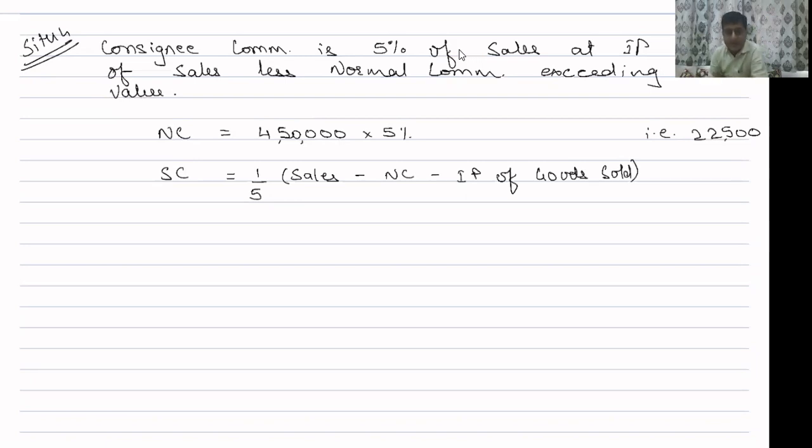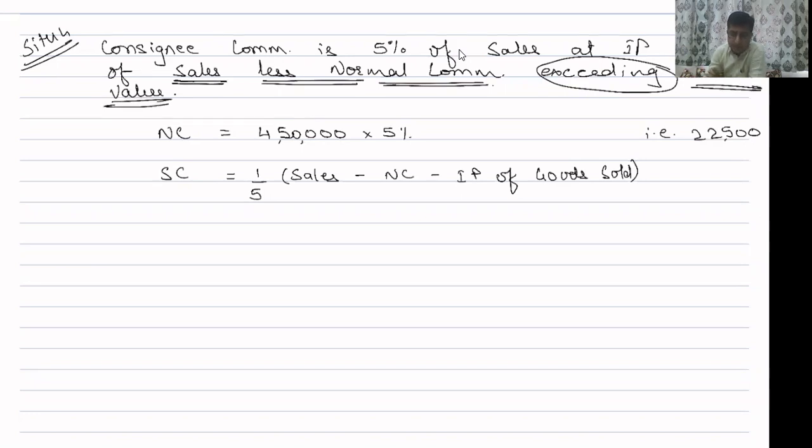Did you people understand what I did? What is the statement? Sales less normal commission exceeding, that is in excess of, invoice value. So I did sales less normal commission and subtracted therefrom what? Subtracted therefrom the invoice value of goods sold. Are you able to understand and observe?